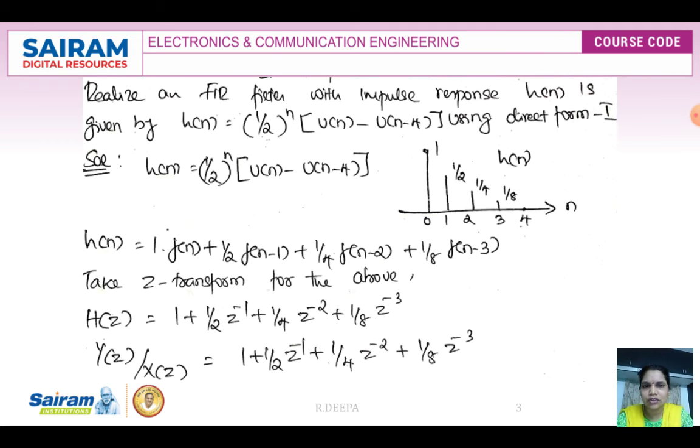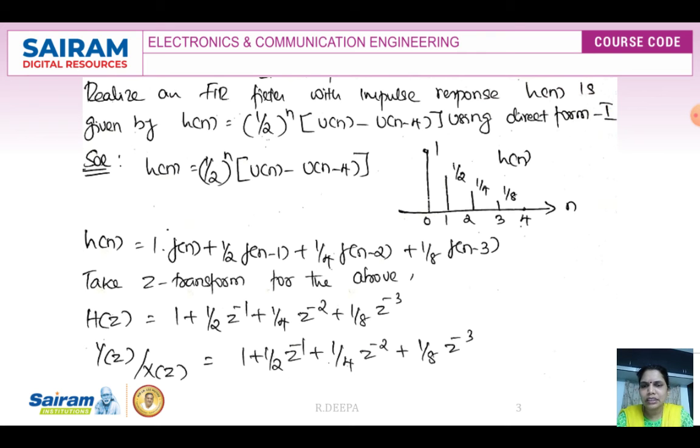So for this h of n, let me represent in terms of impulse responses and its delay. So h of n I can write as, at n is equal to 0 the amplitude is 1. So this can be represented as 1 into delta of n. And at n is equal to 1, it is 1 by 2. So I can write it as 1 by 2 delta of n minus 1 plus 1 by 4 delta of n minus 2 plus 1 by 8 delta of n minus 3. So this h of n we have represented as a sum of the unit impulse responses with delay.